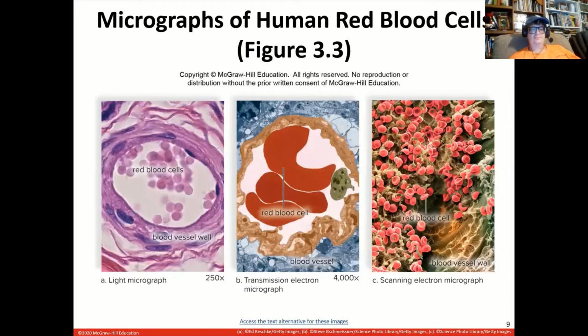Anyway, moving on. So here we have a light microscope photo of red blood cells in the wall of a blood vessel. And here we have red blood cells in the wall of a capillary, way zoomed in closer. That's a TEM, a transmission electron microscope. Now, a transmission electron microscope is shining a beam of electrons through. It's transmitting the beam through the specimen, okay?